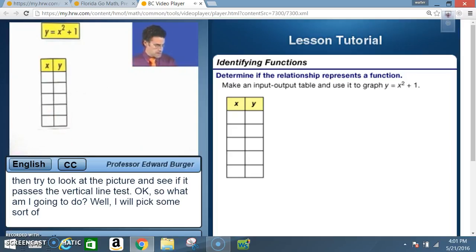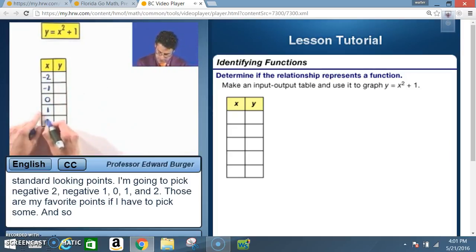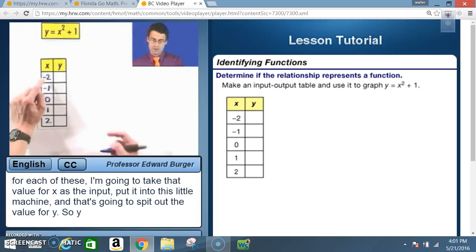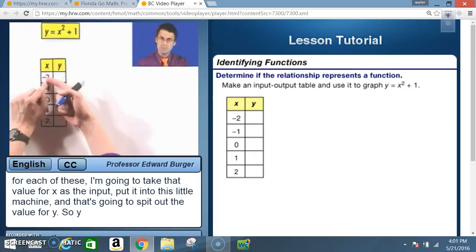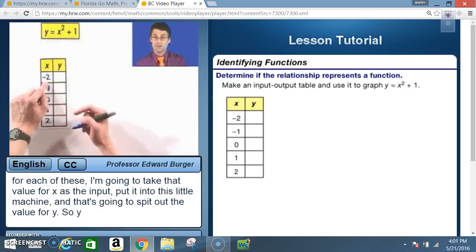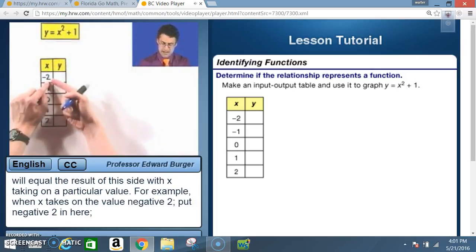Okay, so what am I going to do? Well, I will pick some sort of standard looking points. I'm going to pick negative 2, negative 1, 0, 1, 2. Those are my favorite points if I have to pick some. And so for each of these, I'm going to take that value for x as the input, put it into this little machine, and that's going to spit out the value of y. So y will equal the result of this side with x taking on a particular value.